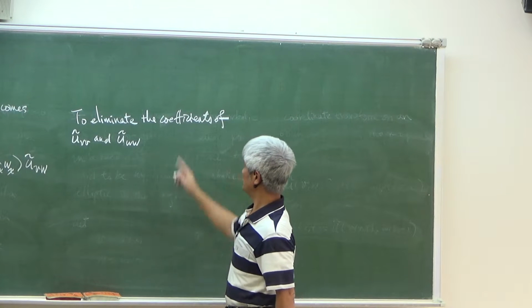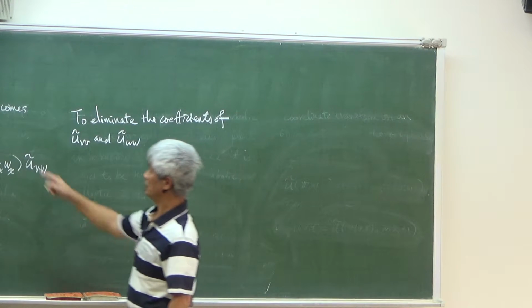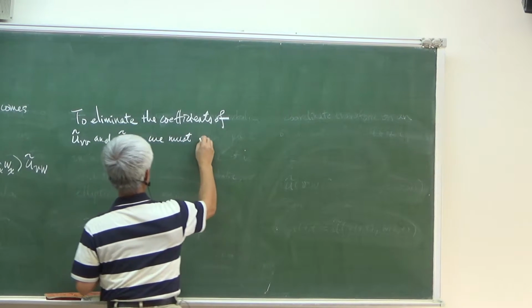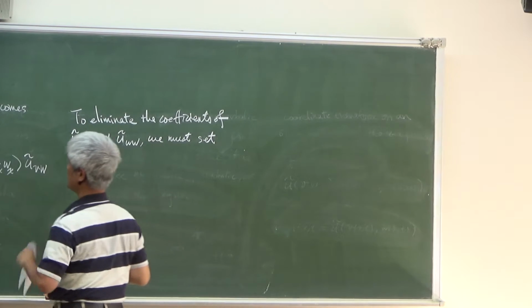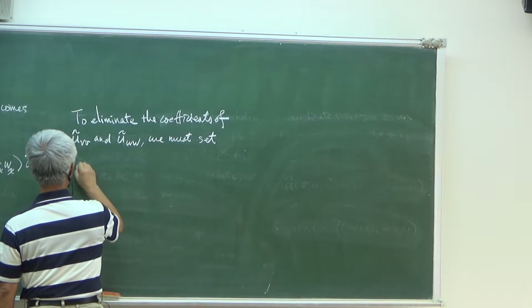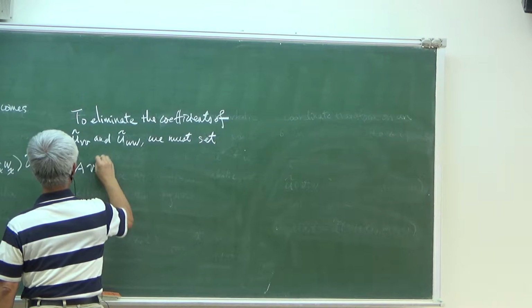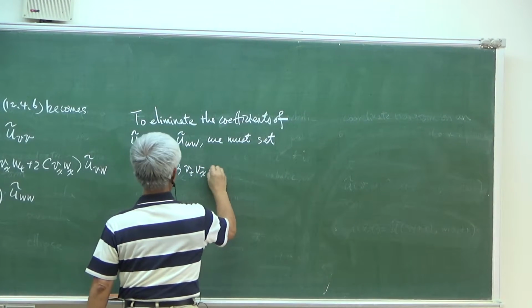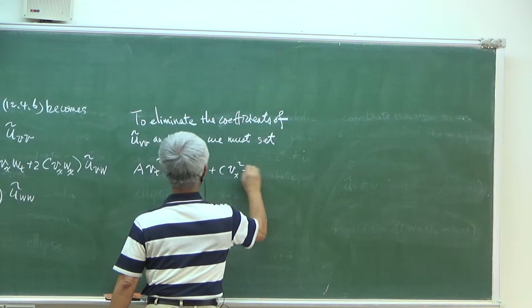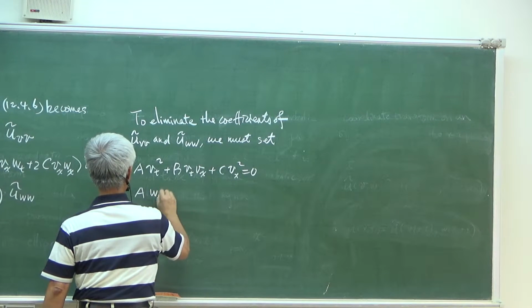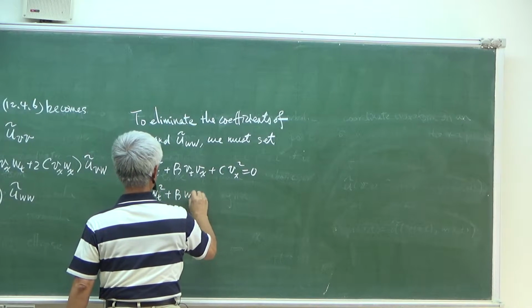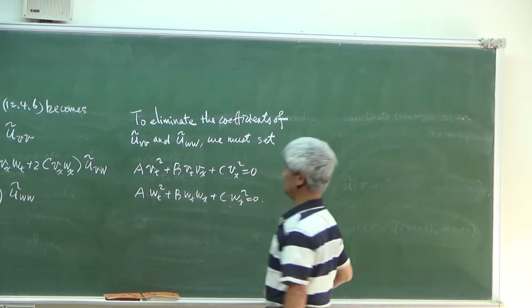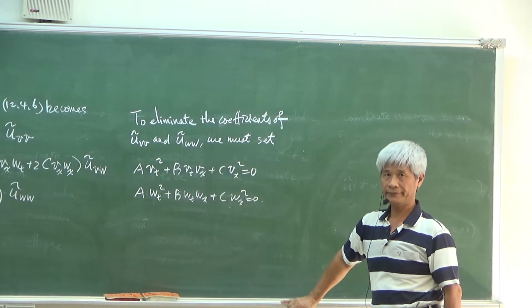Okay, so to eliminate the coefficients of tilde, we must set A Vt square plus B Vt Vx plus C Vx square equals 0, and A Wt square plus B Wt Wx plus C Wx square equals 0. Okay?